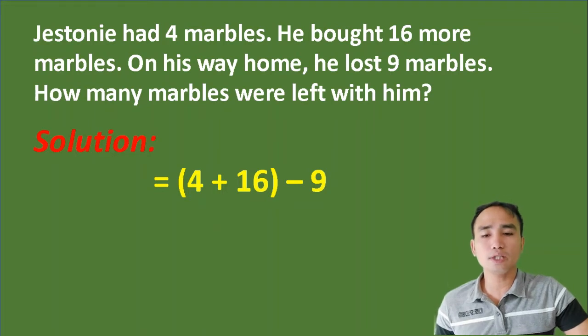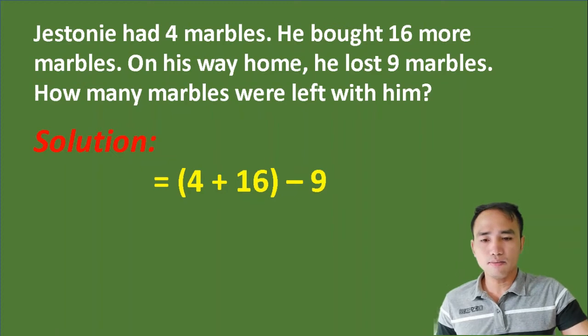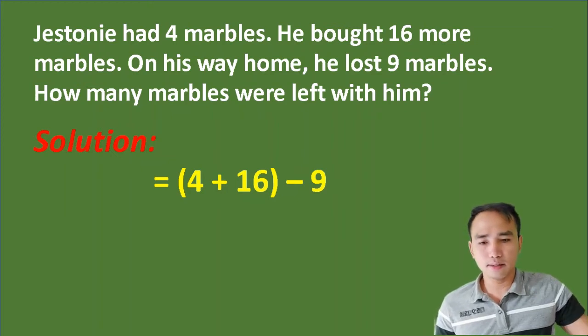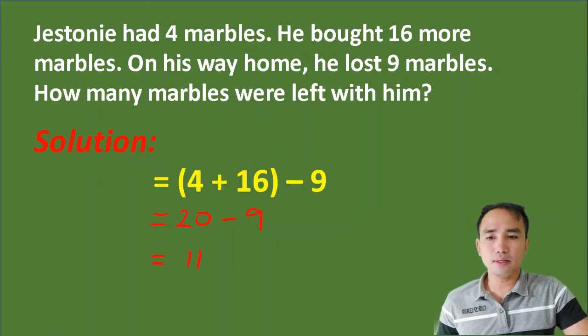We can enclose 4 and 16 so that we can identify which numbers to evaluate first. So 4 plus 16 is equal to 20, and then subtracted by 9, the answer is 11. Therefore, there are 11 marbles left with Tony.